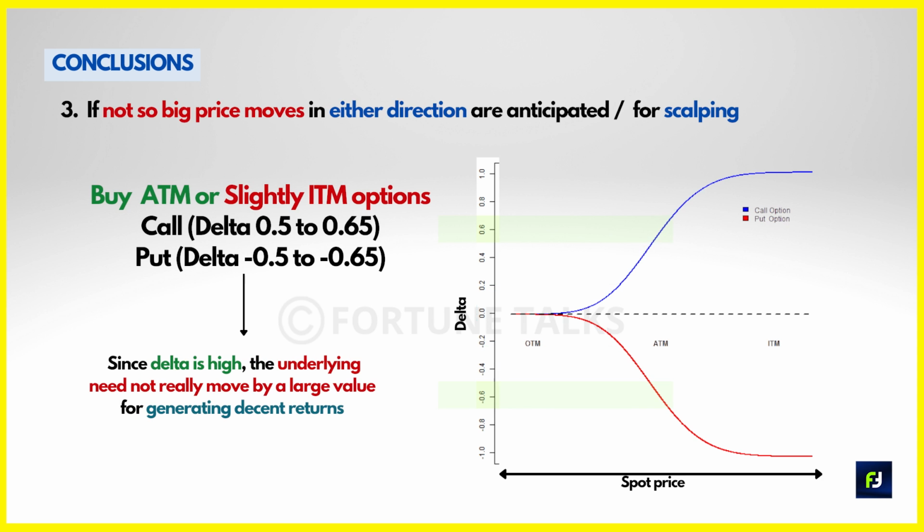Now, if you don't expect very big price moves or you just want to scalp the market, then at the money options are the best. They are more sensitive to changes in the spot value when compared to out of the money options, and much cheaper than slightly in the money options. And since at the money options' delta is high, the underlying need not really move by a very large value. Even if the underlying moves by a very small value, the option premium will change.